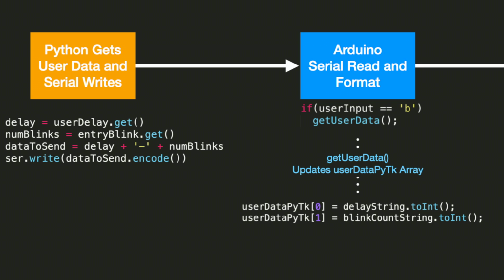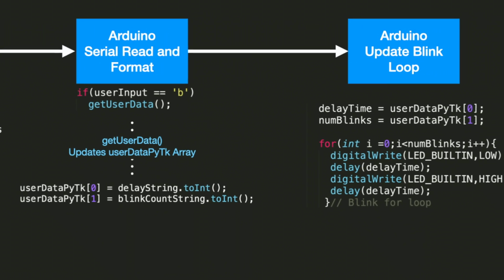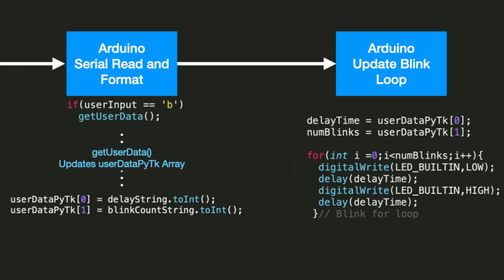Now that we know the getUserData function updates the userDataPiTk array, we simply need to assign these variables and then make sure the for loop gets updated so that the user can have more control of this loop. So we assign delay time to userDataPiTk at the 0 index, and we assign numBlinks to userDataPiTk at the first index because we know the positions of those. And the for loop was updated to contain these variables.